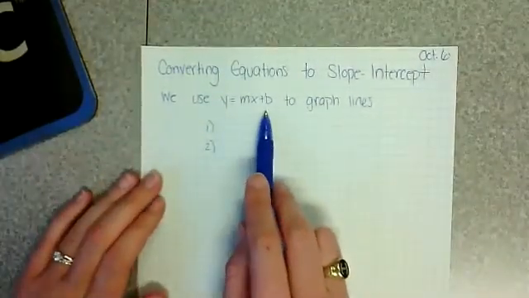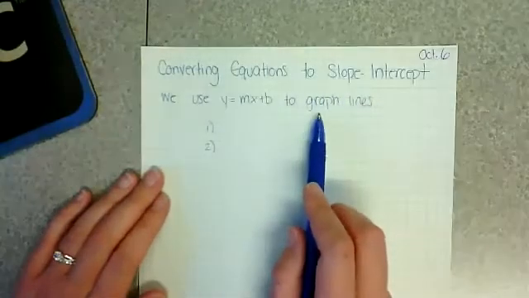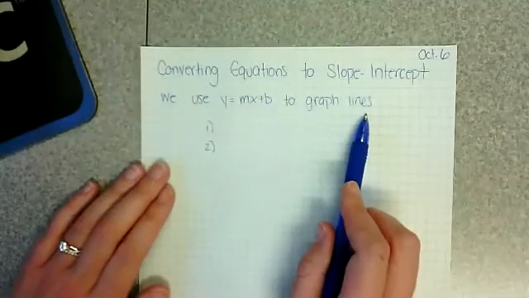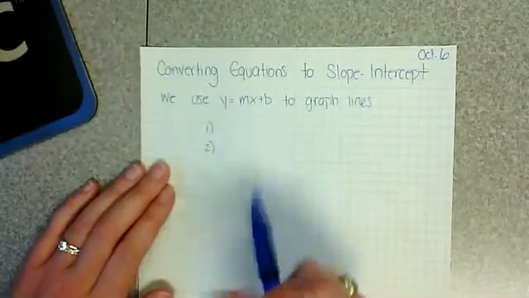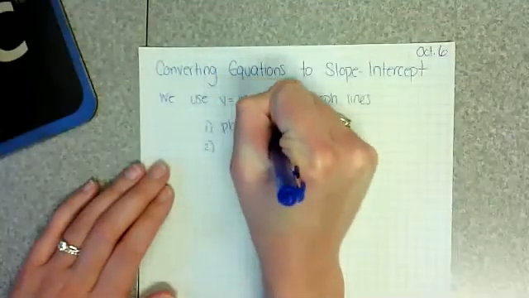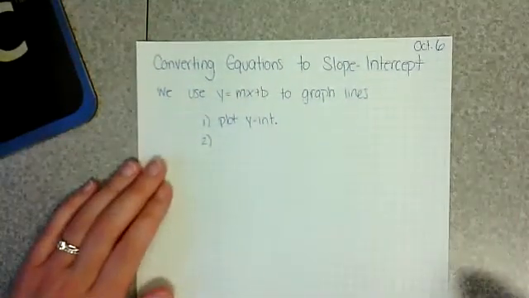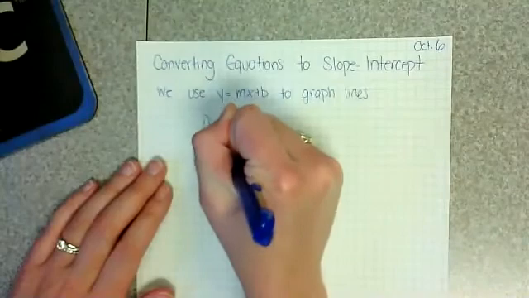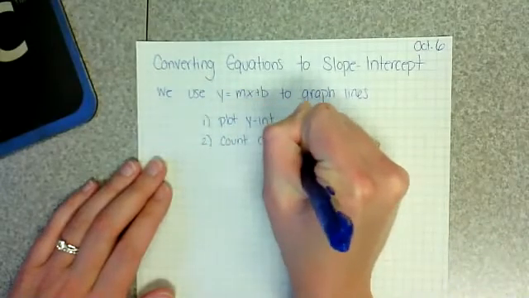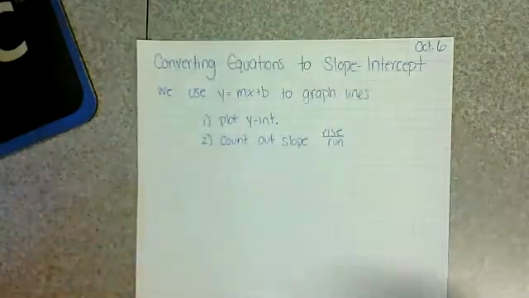Last class, we were talking about this slope intercept form, this y equals mx plus b. And when we were graphing, okay, our little sketches that we were attempting in our notebooks, there were two steps that we were following. We were plotting the y-intercept, and then we were counting out our slope, our rise over our run.